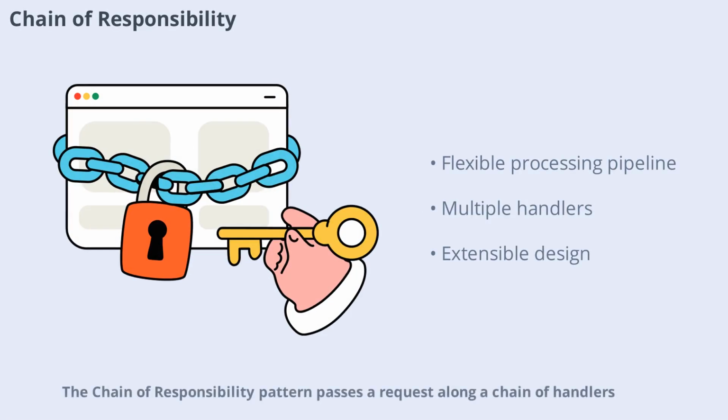The chain of responsibility pattern passes a request along a chain of handlers, allowing each handler to process the request or pass it along. This pattern is useful for building flexible and extensible processing pipelines. In Java, it's often used in event handling and middleware systems, where multiple objects can handle a request.